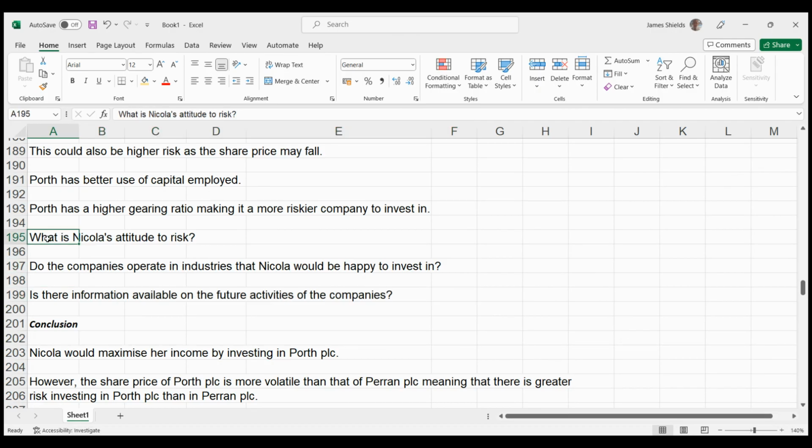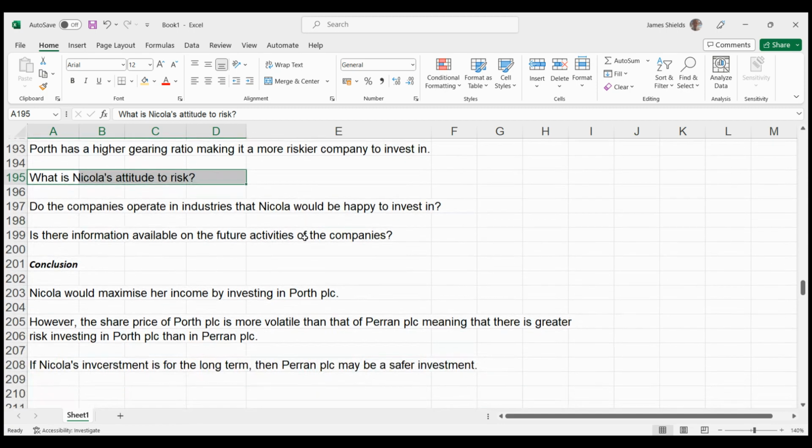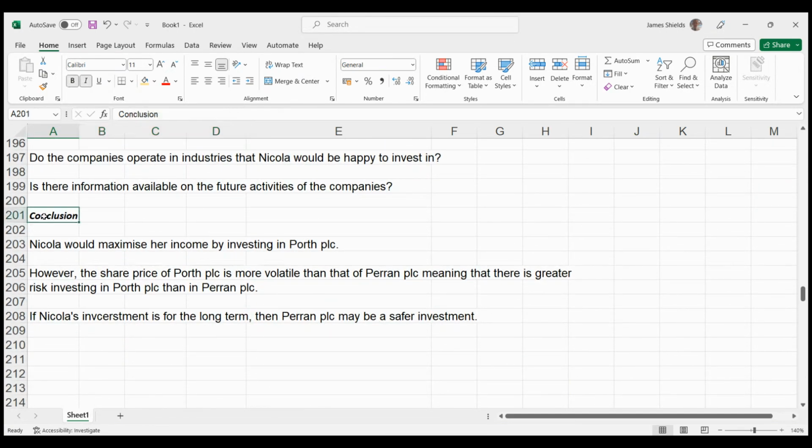So back to the attitude to risk for Nicola. Is she a high-risk individual or a low-risk individual? We don't know, so we need to know that information to answer our question correctly. So bring it into the question. We do not have her attitude to risk, so that's not being taken into account in the question or our solution to it. So a little conclusion at the end then.